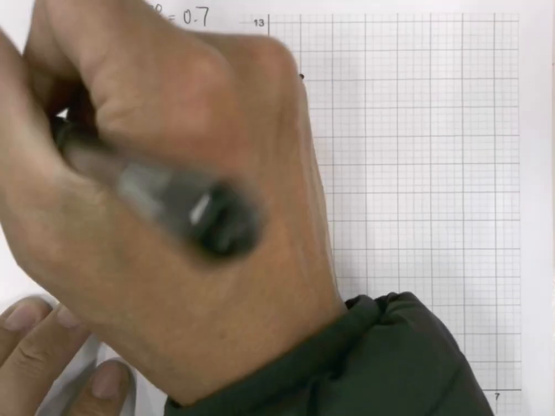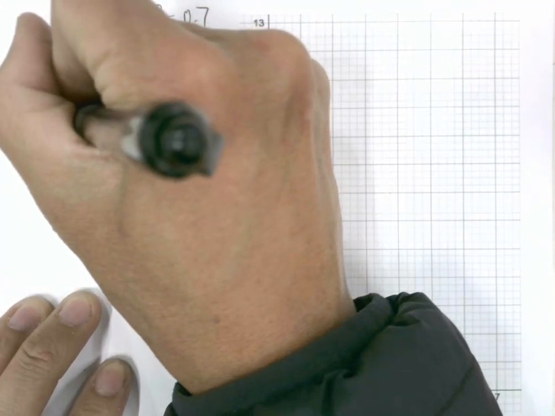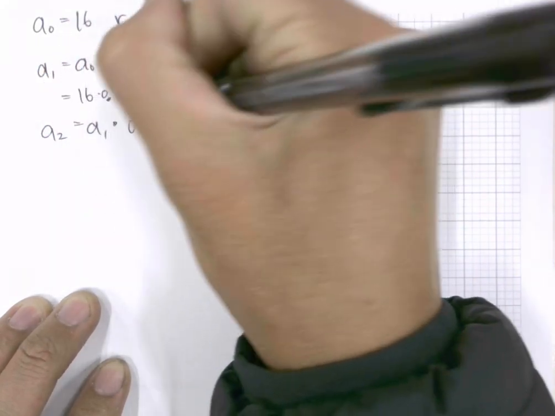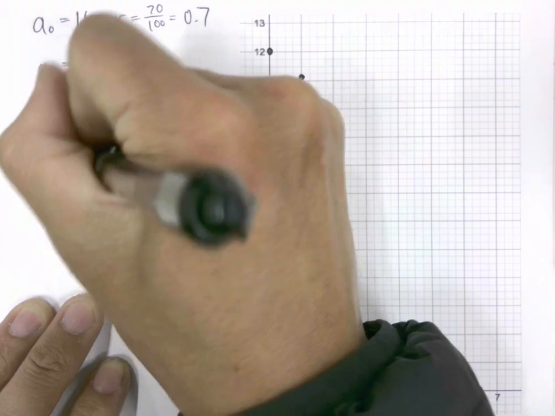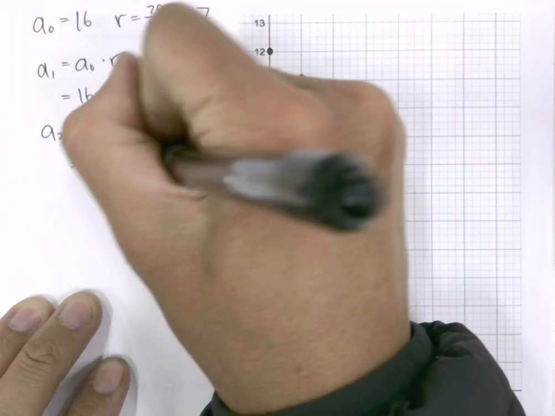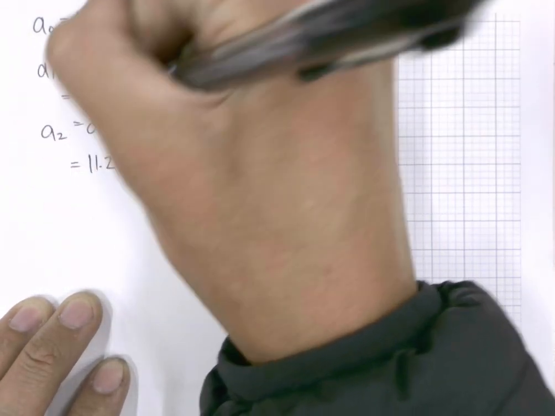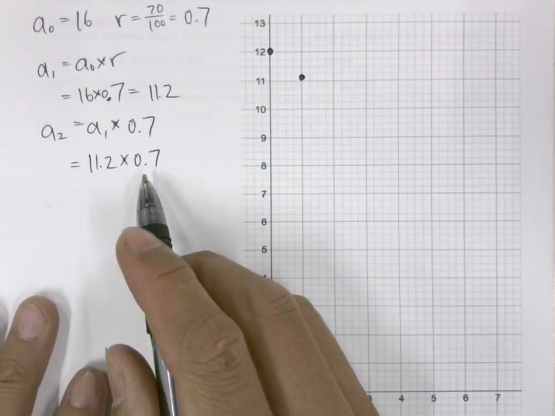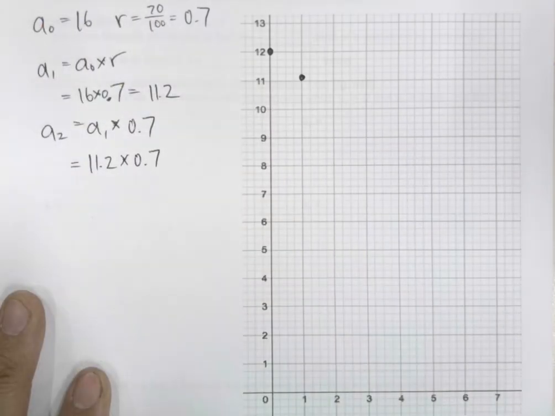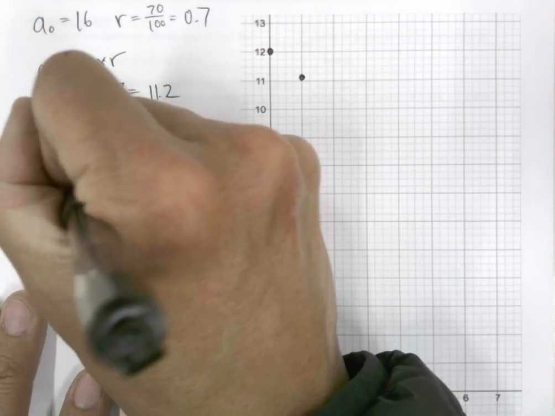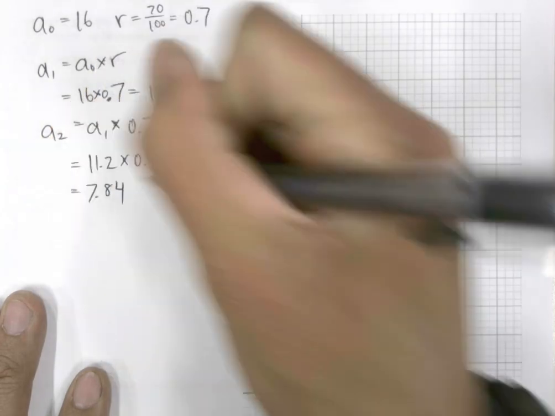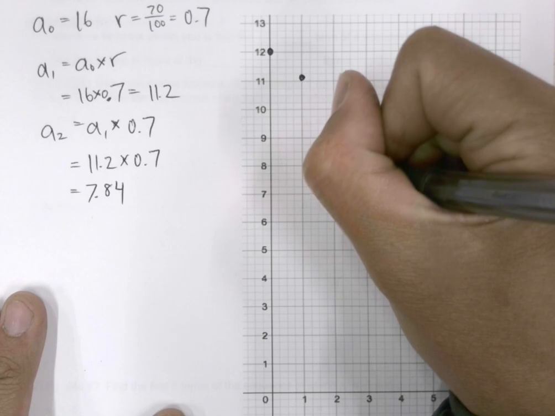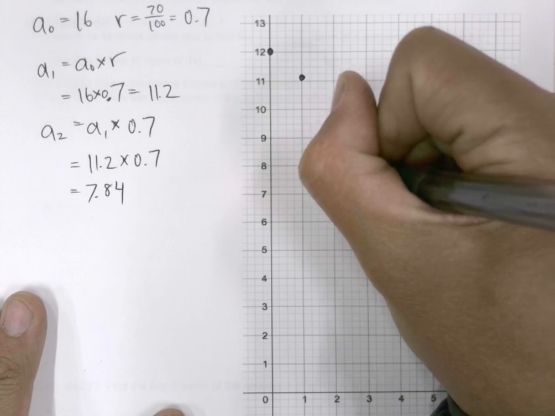Well, a sub 2 is equal to a sub 1 times 0.7. Right? So that's equal to 11.2 times 0.7. Maybe I can use an x here to distinguish between the decimal places. So times 0.7. So that's going to equal 7.84. So at 2 bounces, it's 7.84, right about there.